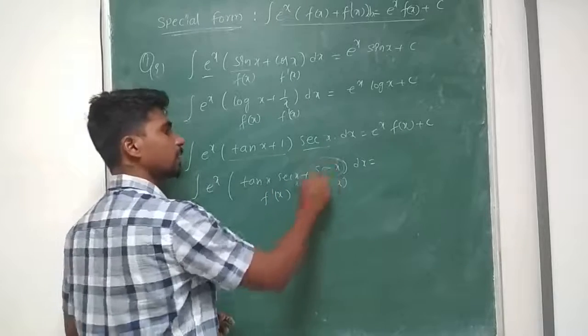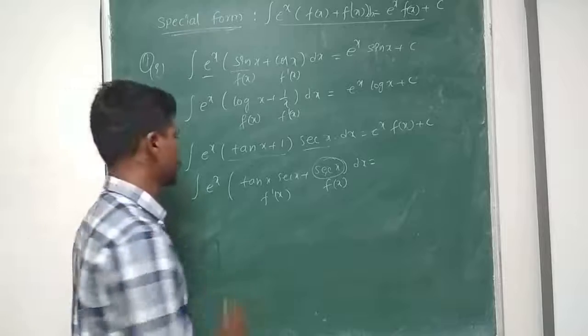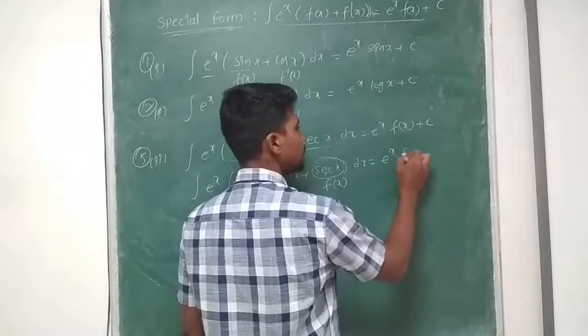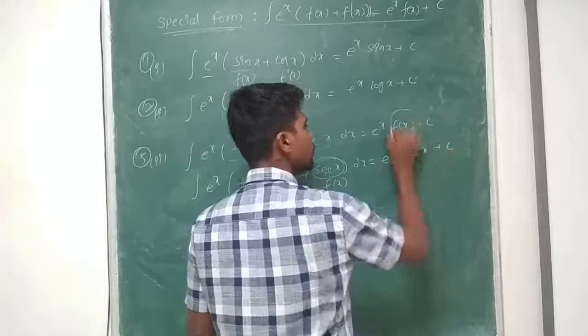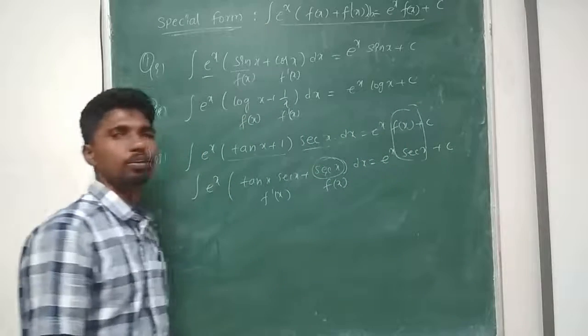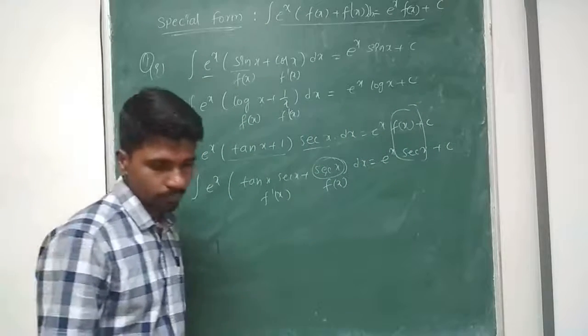So the function f of x is nothing but equal to secant x. So this answer is e power x into secant x plus c. So f of x will be equal to secant x.